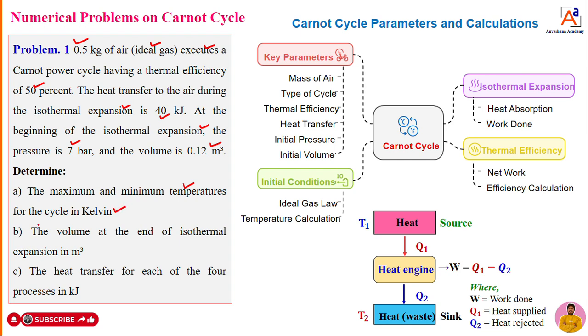The second determination is to calculate the volume at the end of the isothermal expansion in meter cube. The third determination is the heat transfer for each of the four processes in kilojoules. This is the problem given, dear students.